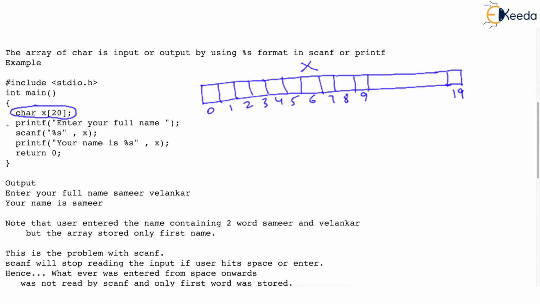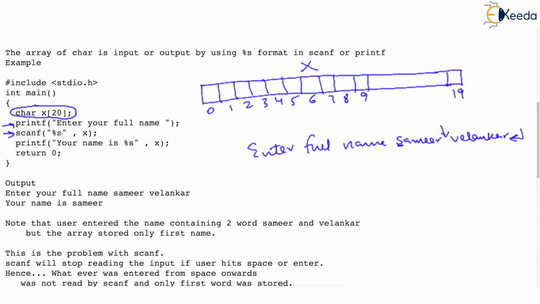Now let's ask the user to enter the full name. Let's say our program starts, the user is asked to enter the full name and the user enters, let's say, Samir space Velankar. Check that the input given by the user contains a space here. Samir space Velankar. So now how do you input this?